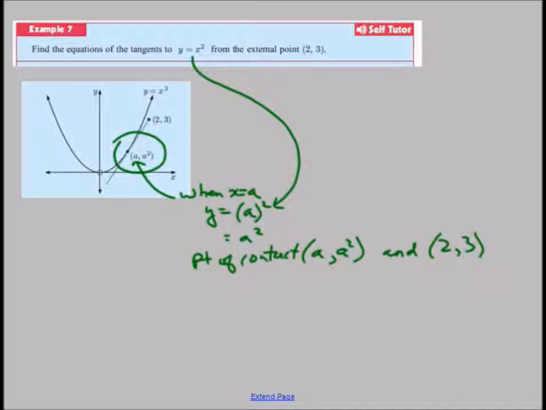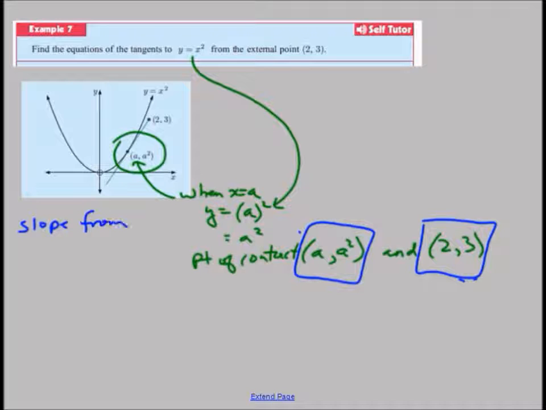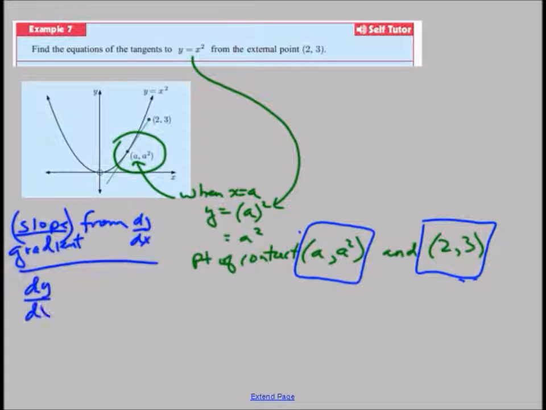Okay, so from this information, we have 2 points on a straight line. We can determine an equation for that. The easiest way at this point is if we already know the slope, and we can get the slope from the derivative, the gradient, from the derivative function. So dy/dx equals 2x. Our point of contact is here again, so substitute a in, so 2a. So gradient is 2a.